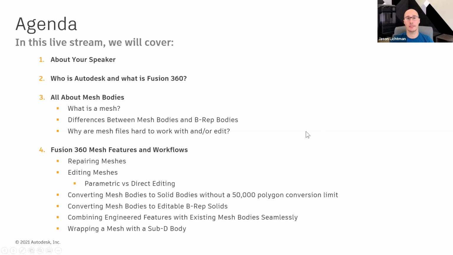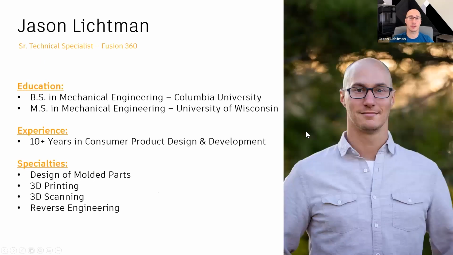So a little bit about me to start. This is me on a particularly good hair day, so to speak. My name is Jason Lichtman, and I'm a senior technical specialist for design and manufacturing here at Autodesk. I focus specifically on Fusion 360, and I come from a background in mechanical engineering. I spent over 10 years in industry, and the 4 years since, all in product design and manufacturing, taking ideas and turning them into 3D models, turning those 3D models into prototypes, and those prototypes into mass production.